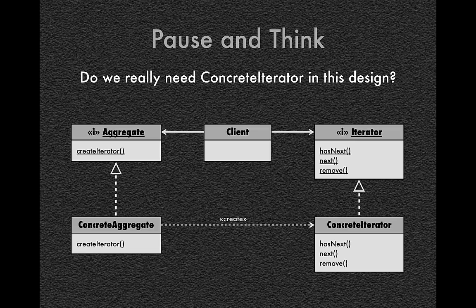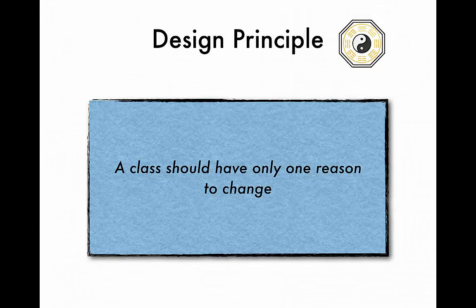And this violates a fundamental design principle that says a class should be cohesive, which means that it should do one and only one thing. Either be a collection or be an iterator, but don't be both. Put another way, this principle says a class should have only one reason to change. And this is sometimes called the single responsibility principle.